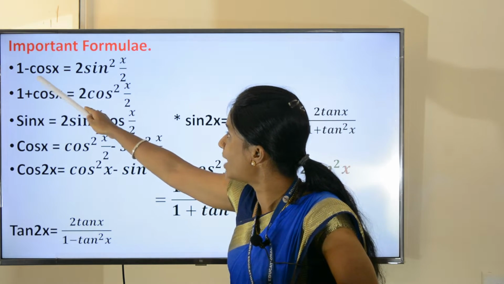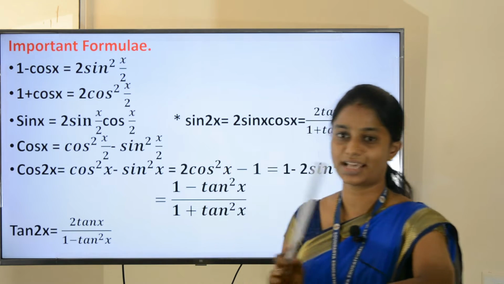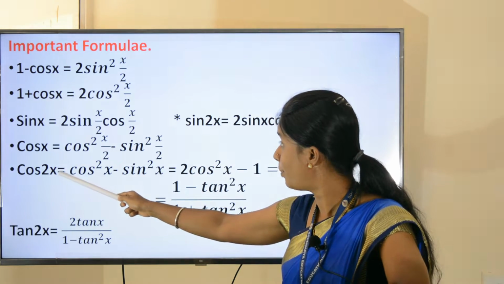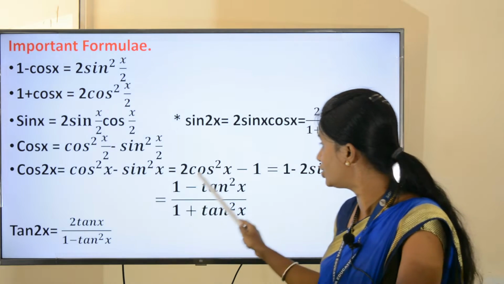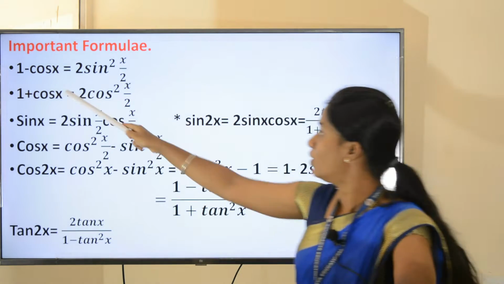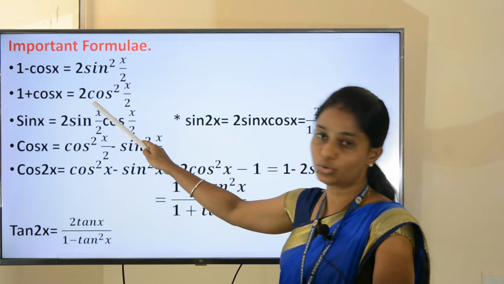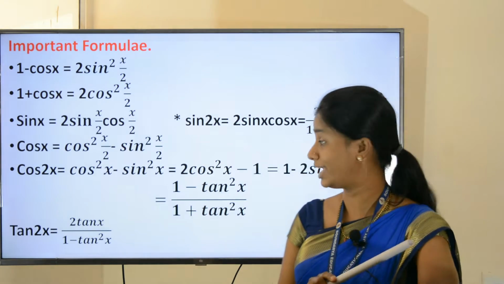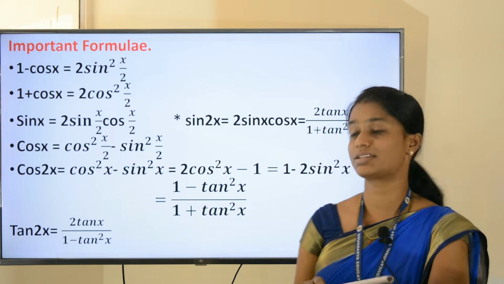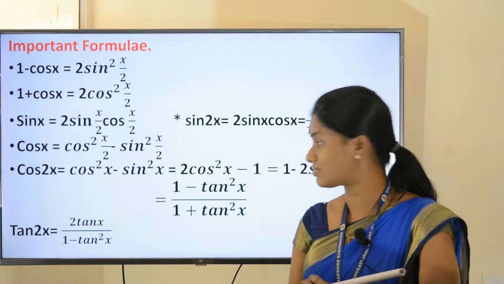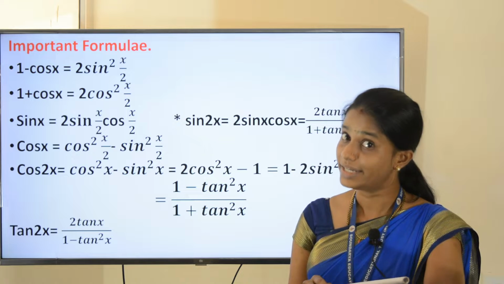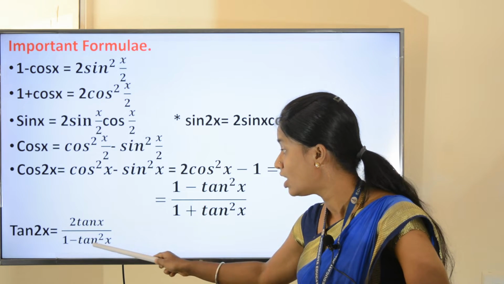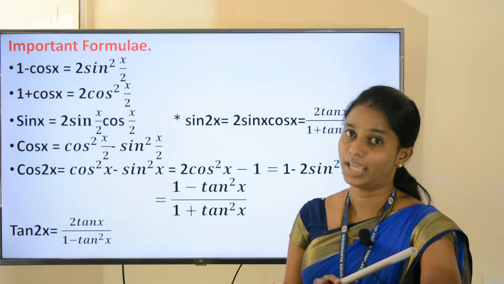Another one is 1 minus cos x can be written as 2 sin square x by 2. We get this formula by rearranging these two. Now 1 plus cos x is equal to 2 cos square x by 2. And also in terms of tan 2x, students, that is 2 tan x divided by 1 minus tan square x, or tan x can be written as 2 tan x by 2 divided by 1 minus tan square x by 2.